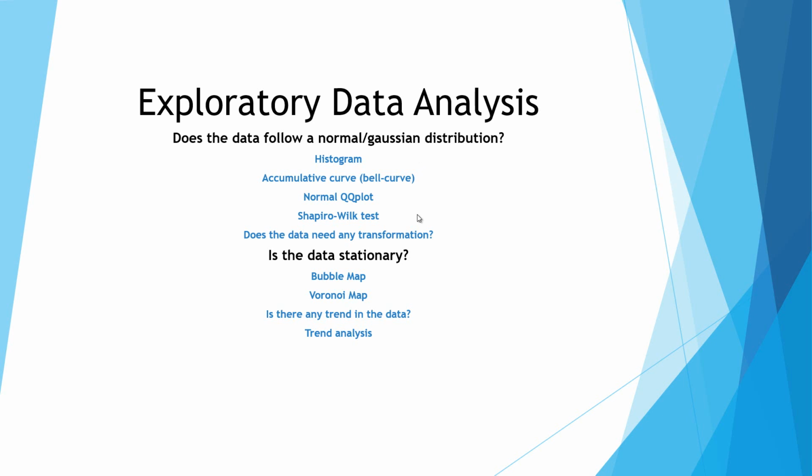To answer this question, we are going to create a couple of maps. One is going to be a bubble map, another one is going to be a Voronoi map, and we are also going to create a couple of scatter plots to see if there is any trend. We are going to compare the results we get with the results we can get using ArcMap.